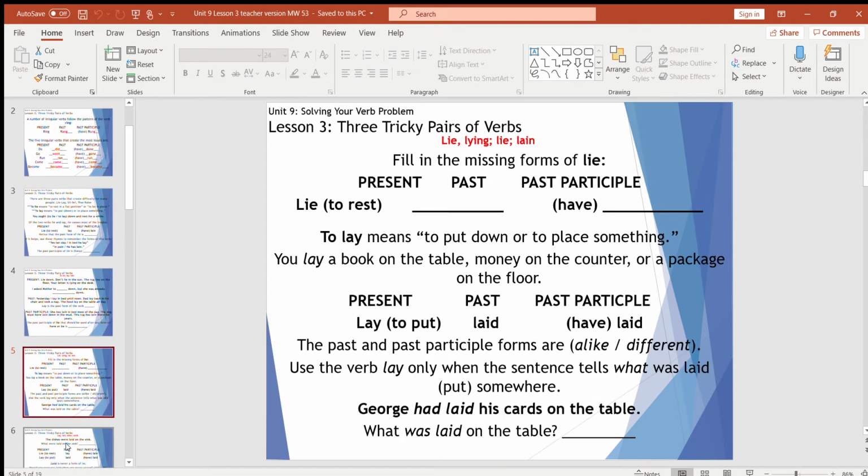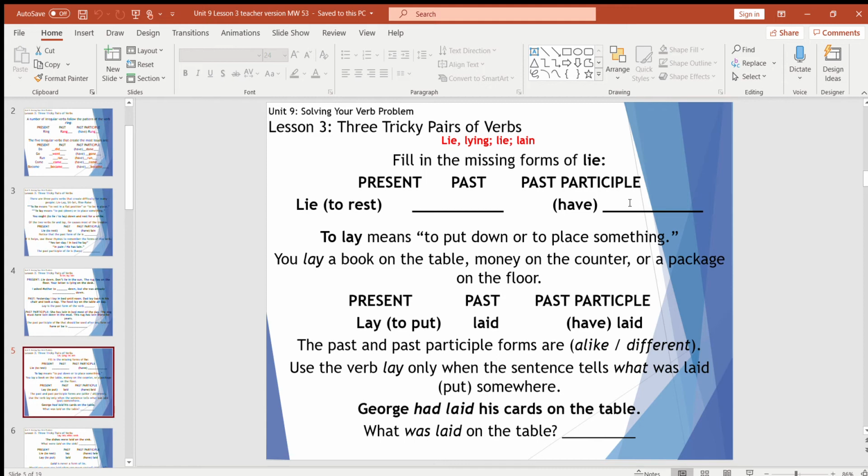So fill in the missing forms of the verb lie. In the present, something will lie in place. In the past, it lay, L-A-Y. In the past participle, it has lain, L-A-I-N.